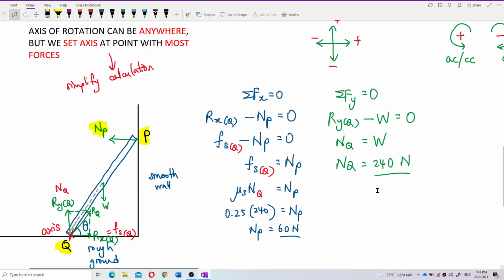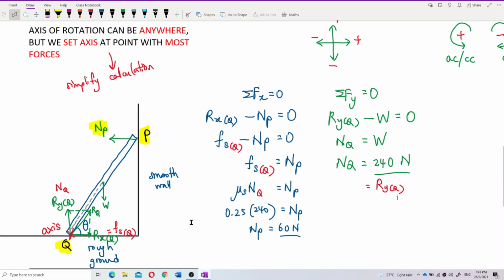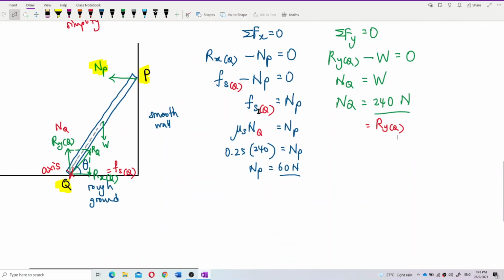So I got the normal force for Q and also the normal force for P already. The normal force for P is 60 Newton. The normal force for Q is also the Ryq. Just want to take note. What else don't we have? We don't have the Rxq, which is the friction. Actually, we already found the friction also from that part just now. Write it down.